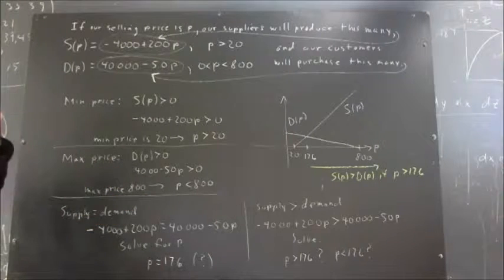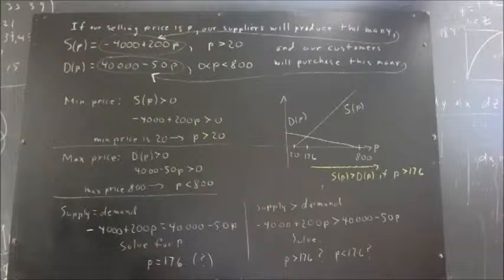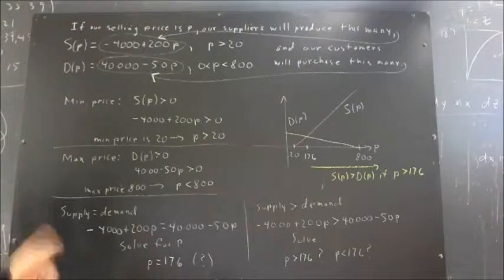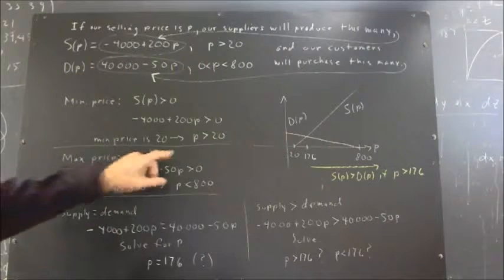The maximum price is the price that drives the demand down to zero. You don't want the demand to be driven down; it can't be driven any lower than zero. So the demand has to be greater than zero.